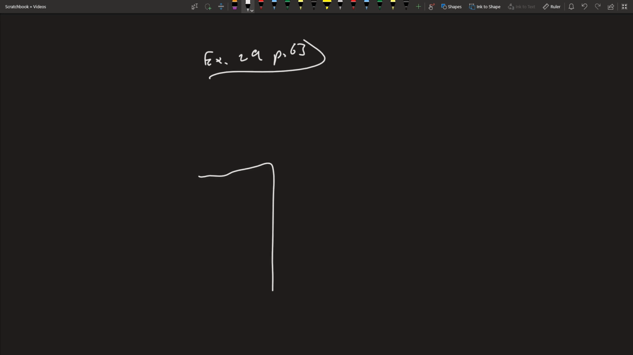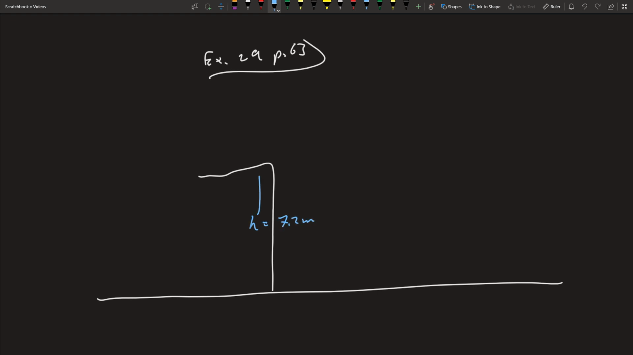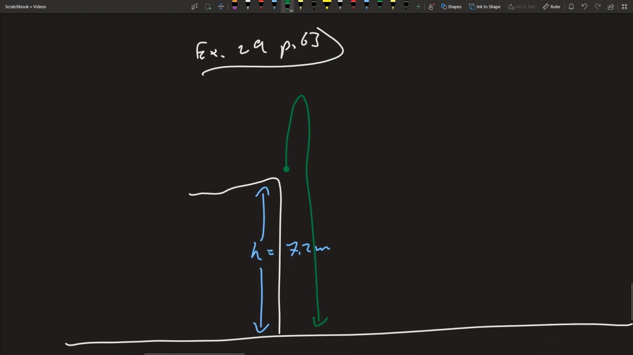So we have the building, and here's the ground. We know that the height is equal to 7.2 meters, and it's this distance over here. And then we have a ball like this. It is thrown straight up, and then of course it will fall down. So straight up and then down. We'll assume that the ball will miss the building and actually fall all the way down. So there is a maximum height that it reaches, and then it hits the ground with some velocity.